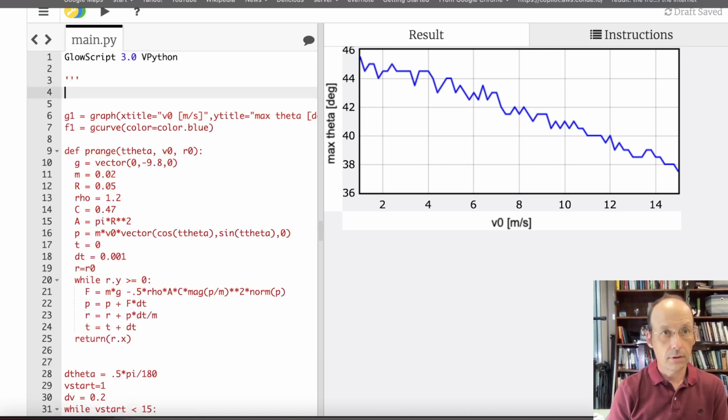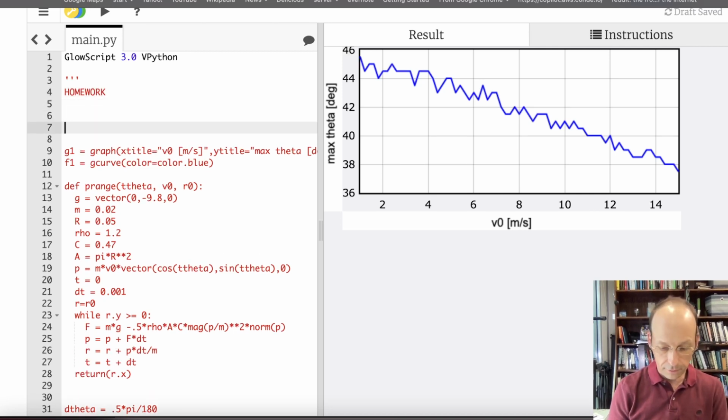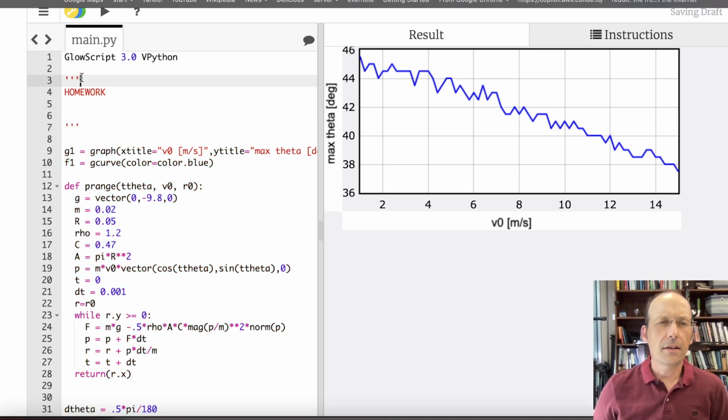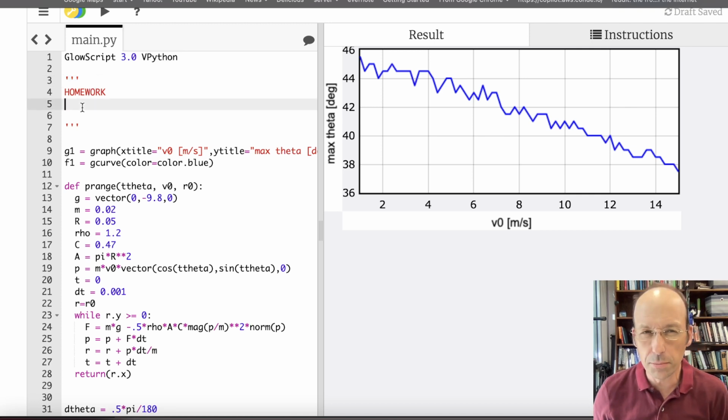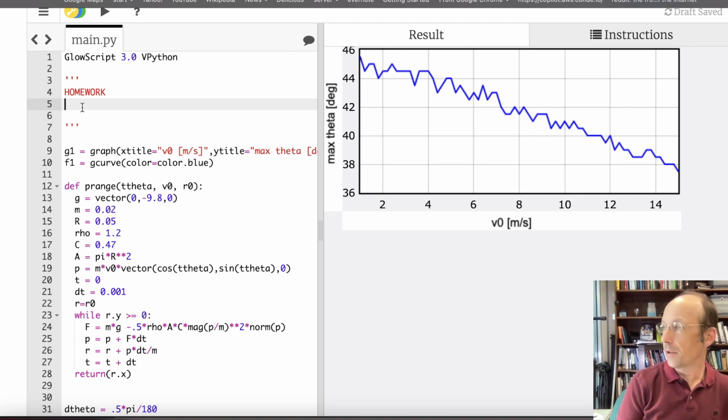Homework. Okay, let me put this. This is bothering me. So note these three quote marks start and end a comment. This only works in GlowScript because it's actually a JavaScript thing. So just so you know, it doesn't always work.